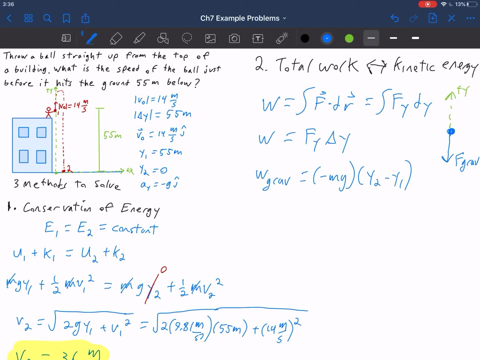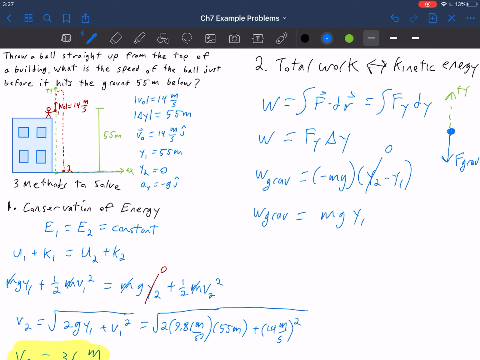And we defined the ground to be equal to 0 position y, which is y2, right? That's our final position of the ball. So that just goes to 0. And so the work done by gravity as this object falls is just equal to mg times the initial height y1, right? So it doesn't really matter if the ball is going way up into the air and coming back down. All that matters is the displacement in the y direction of 55 meters multiplied by the force, okay? And that's the work done by gravity.